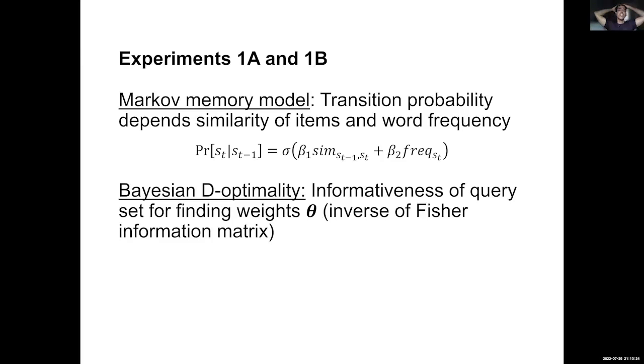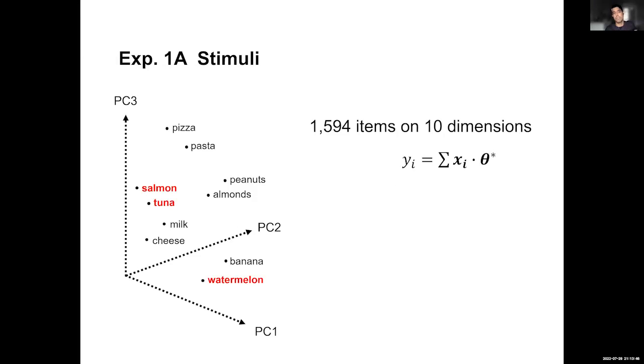Our second model is a model of how good people's search sets are. And for this, we're going to use a metric known as Bayesian d-optimality. I'm not going to go into too many technical details, but it's basically a metric that quantifies, if I'm trying to find these latent weight vectors, how good is my particular search sequence for doing that? So if I search for salmon, tuna, watermelon, how good is that sequence for determining what the weights on these three dimensions might be, what the property value might be?